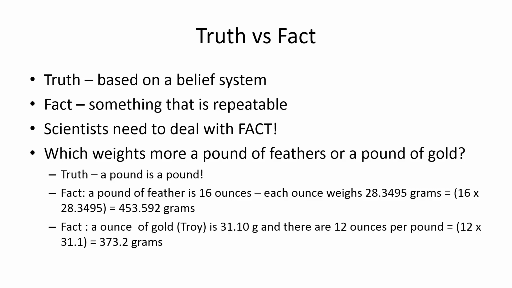Fact. An ounce of gold, which is measured in the Troy system, is 31.10 grams. Wait a second, we just changed the value of an ounce, right? Not even an ounce is an ounce. No, they're two different weights. And there are 12 Troy ounces per Troy pound. 12 times 31.1 equals 373.2 grams. You can look this up in the Handbook of Chemistry and Physics. You can look this up on the web. And this is factual. Therefore, a pound of feathers weighs more than a pound of gold. So we have to be very careful about what we're looking at because scientists need to deal with fact. And this becomes very important when we make these decisions.